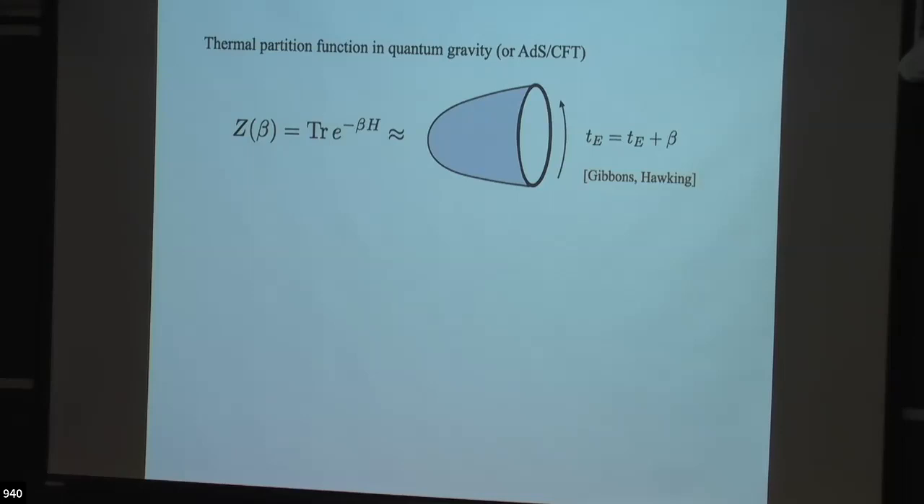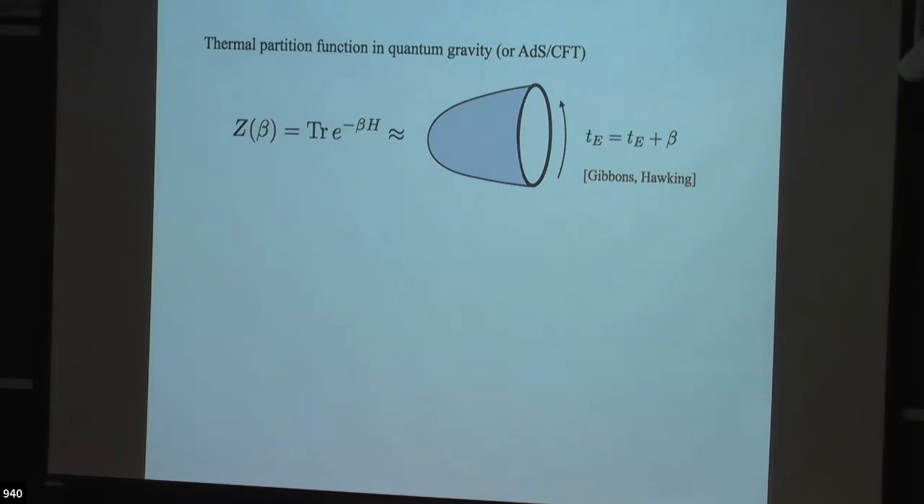You should put a boundary condition, which is a thermal circle of length beta, and then you should do the path integral over geometries that have that boundary condition. And there's a Euclidean solution, the Euclidean black hole, which is a saddle point in that path integral. You can find the on-shell action of that Euclidean black hole, and that computes for you the thermal partition function.